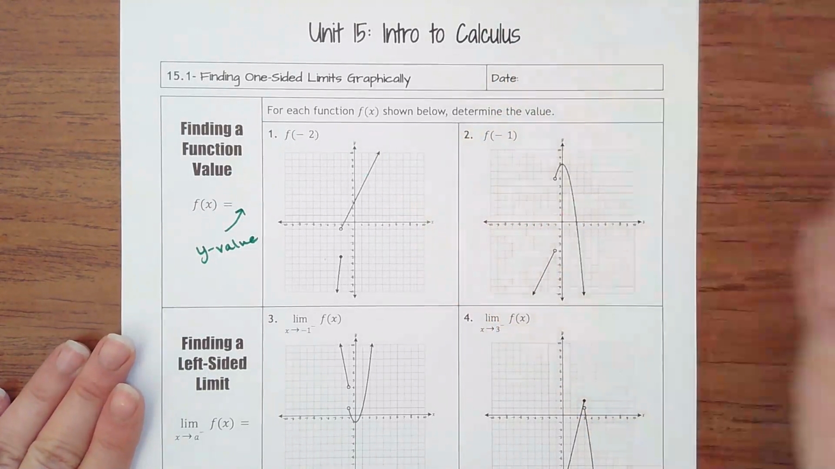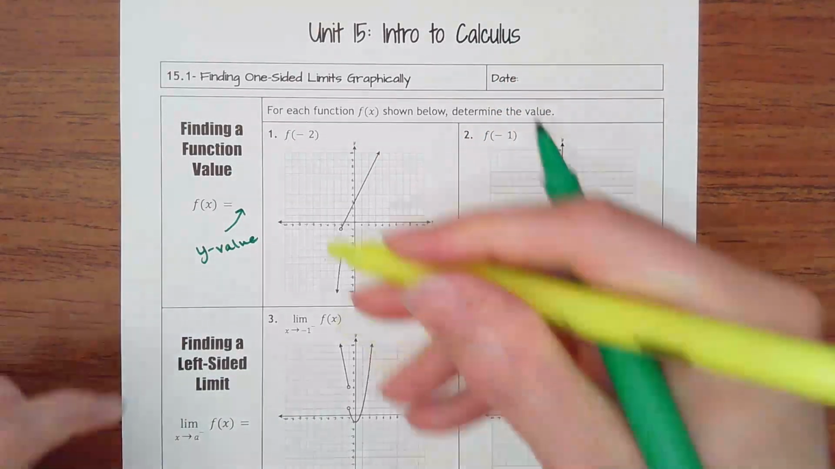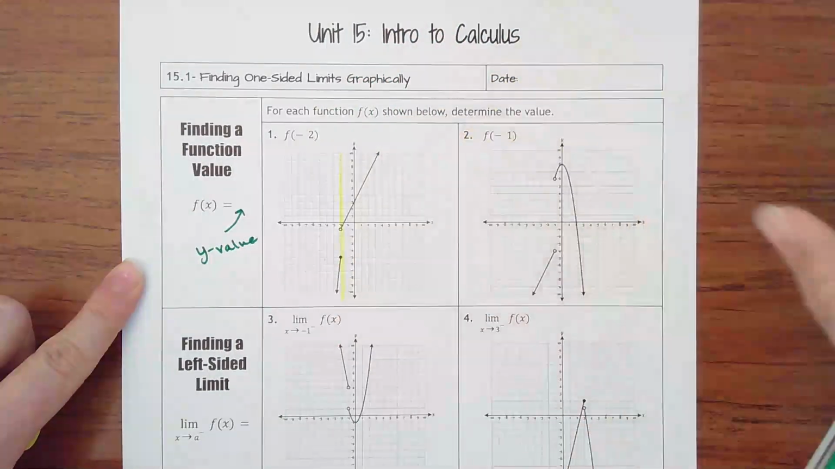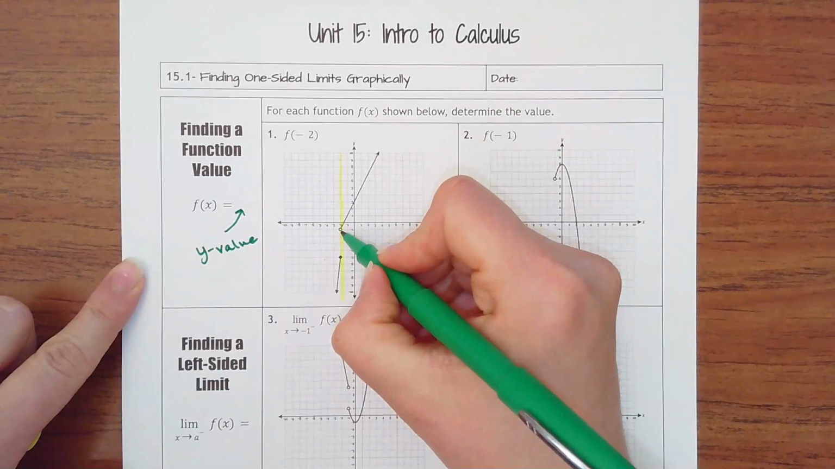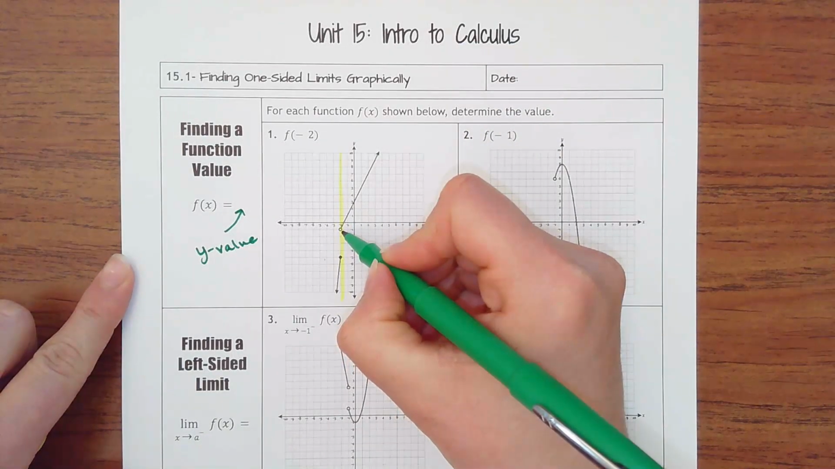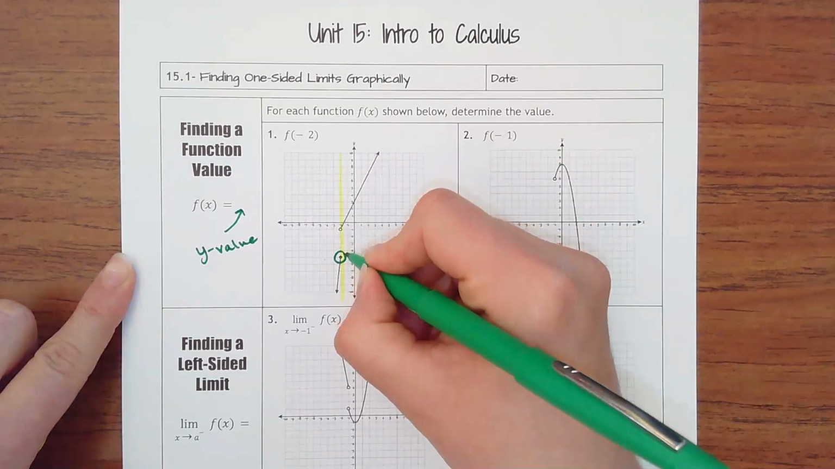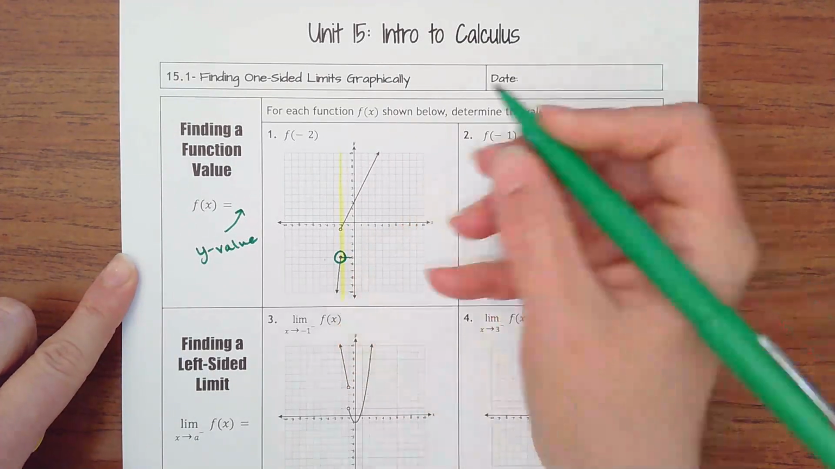So you go on your graph and you find where x is -2, which I'm going to highlight this vertical line here. This is not actually a point since it's an open circle, but this is since it's closed. So f of -2 is the y value, which is -5.